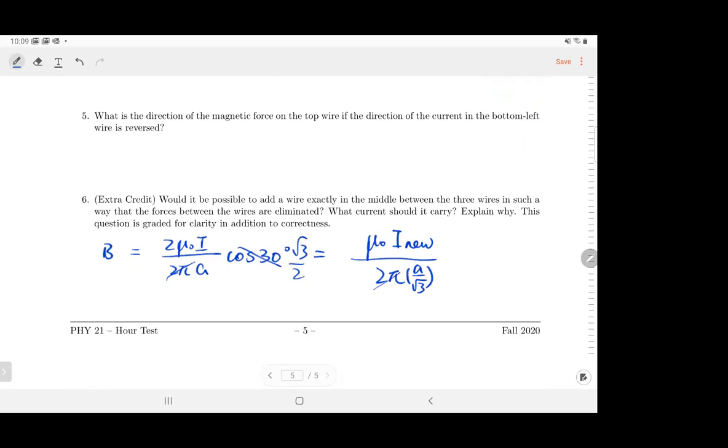And let's see what else can we cancel. The A canceled, and square root 3 goes on the top. The square root 3 canceled, and the 2 canceled, and what else? The mu non canceled. Hold on, do I miss something? No, the square root 3 doesn't cancel. The square root 3 becomes 3. So there's a 3, and the 2 goes here, is number 4. So the new current is 3 over 4 of the current. Okay, so this is the result.